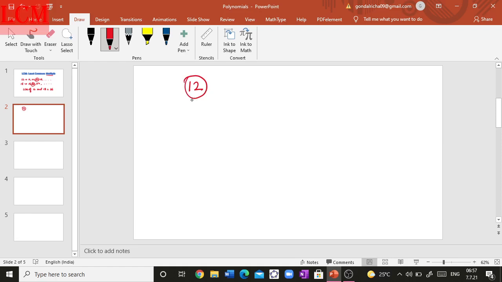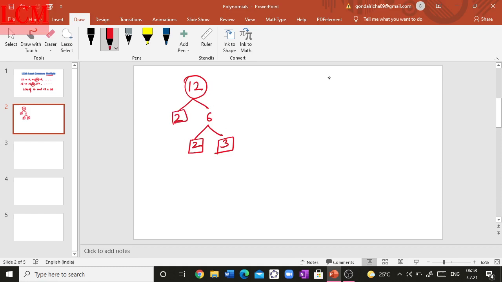So 12 can be divided into two numbers, 2 and 6. Then further 6 can be decomposed into two numbers, that is 2 and 3. But look at 2 and 3, these numbers cannot be further divided as these are prime numbers. So we got the prime factors of 12, that is 2, another 2 and a 3. So these will be the prime factors of 12.